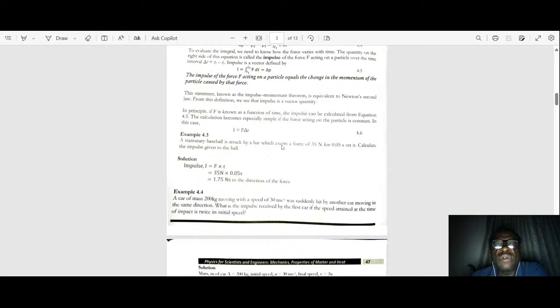Here, what we are given is the force and the time. Ask yourself, the force, is it given in the SI unit? The time, is it given in seconds? If the answer is yes, you can go ahead and calculate your impulse, which is equal to F times t, which is 35 times 0.05, which gives us the answer in 1.75 newton seconds in the direction of the force.